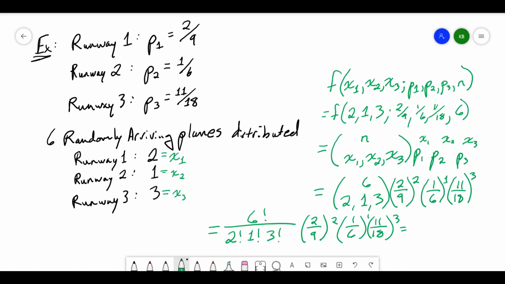And when I do this, this is at a point that I could plug it into a calculator pretty easily and have 0.1127 as my probability that that was the way the airplanes coming in were distributed.